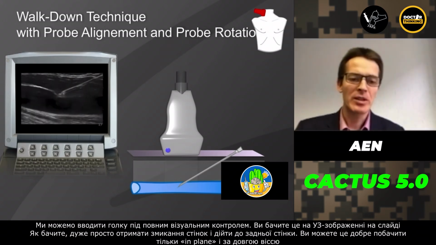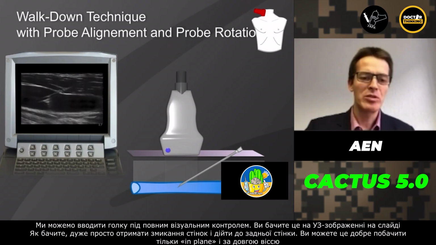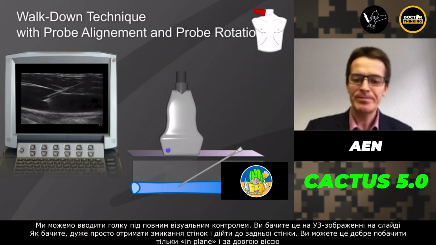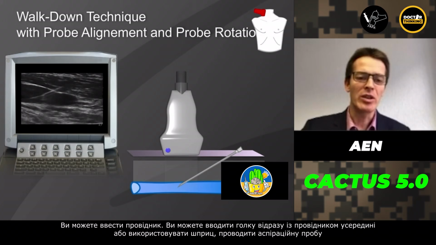IJ puncture. You can also see very easily that you get kissing walls, and you may approach the posterior wall, which you only see that well in in-plane and long axis procedures. And again, here you may insert the guide wire, either with pre-positioning, or you may, as most of us are probably used to, use a syringe, do some aspiration, and then insert the guide wire.